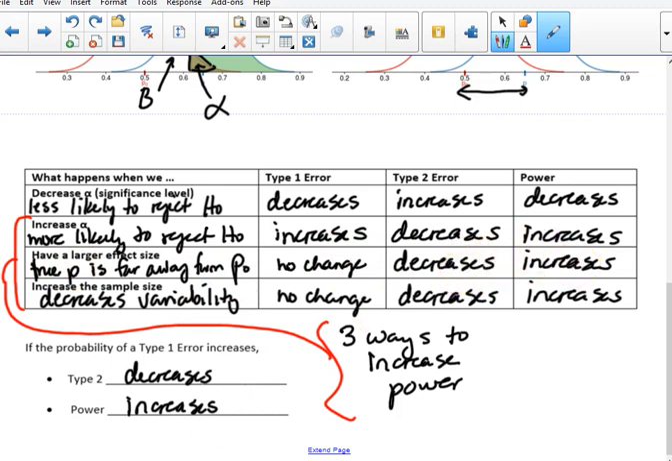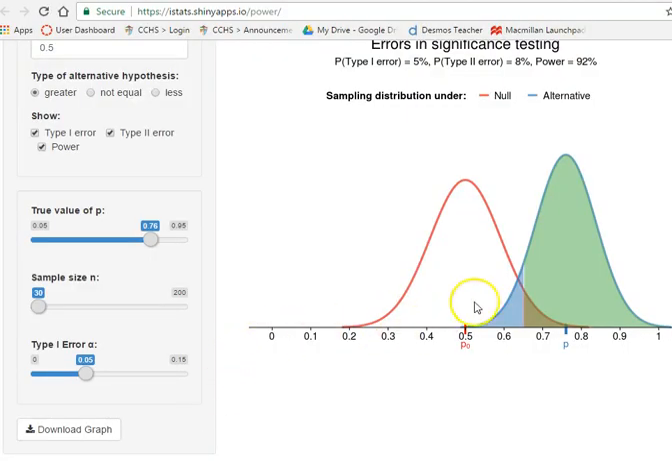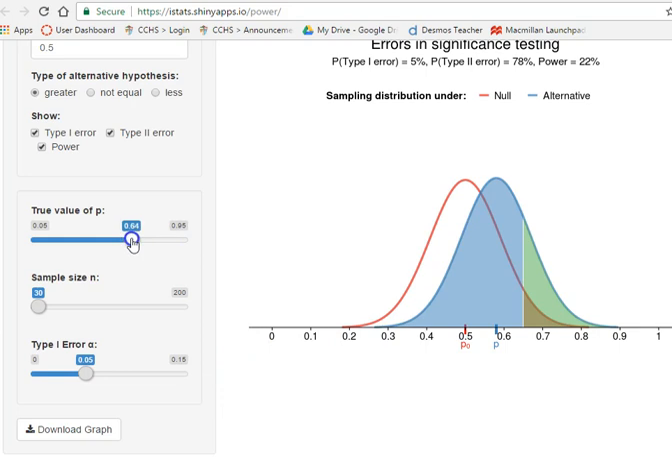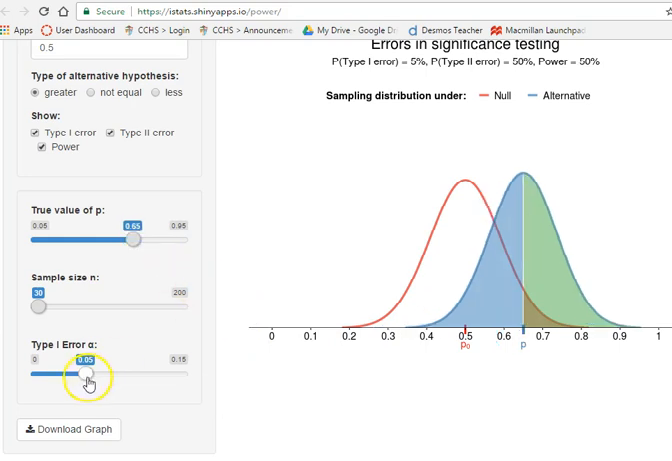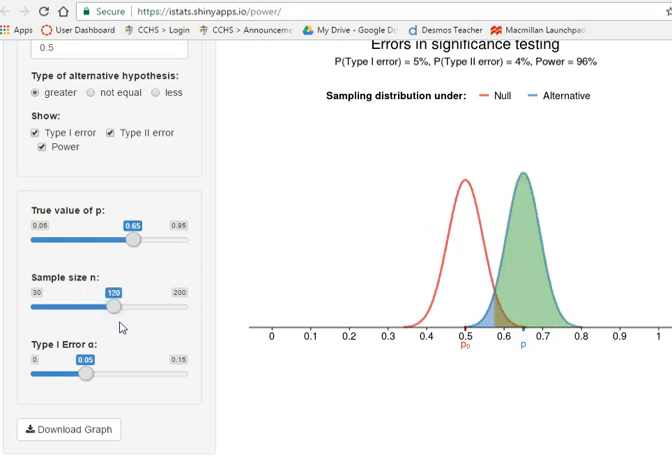Sample size, I'm not sure if we looked at that already. So let's say we're pretty close together here with our null and alternate hypothesis, but if I increase the sample size, notice increasing the sample size decreases the variability in the two distributions and makes them not overlap as much. And when they don't overlap as much, that increases the power and decreases the type 2 error, just like increasing the effect size.